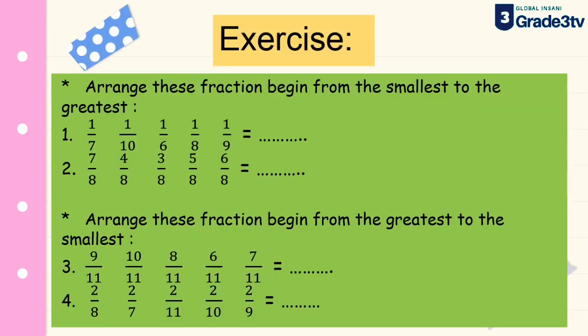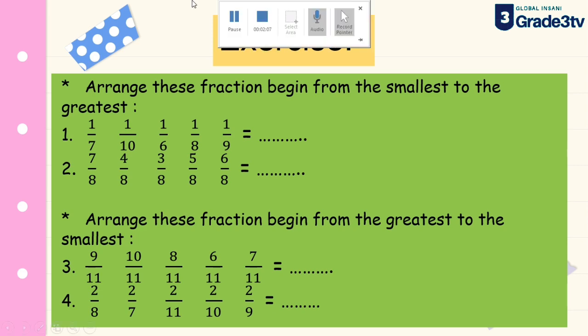Okay, now exercise. Arrange these fractions, begin from the smallest to the greatest, number 1 and number 2. And then arrange these fractions, begin from the greatest to the smallest, number 3 until number 4. Okay, friends?